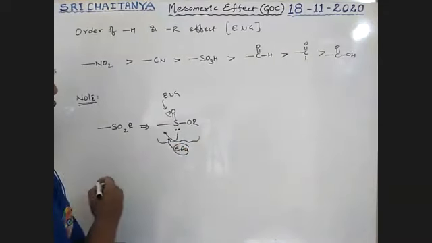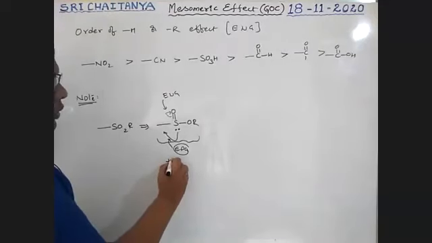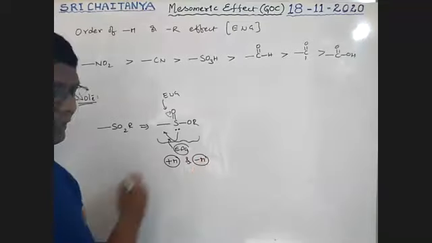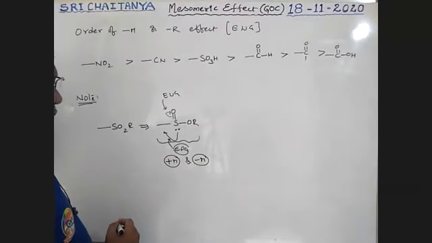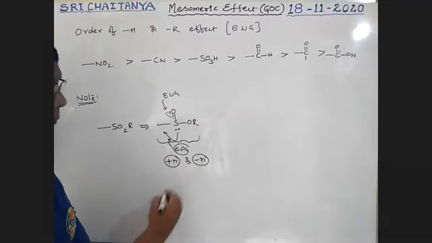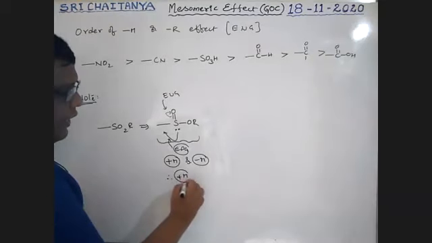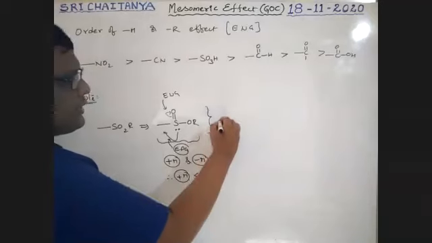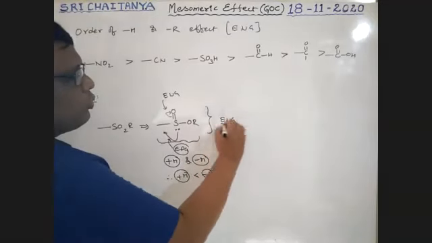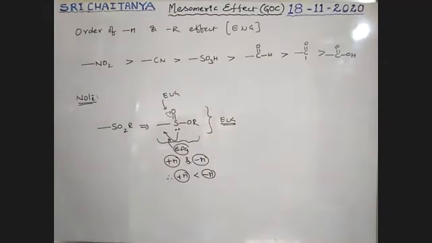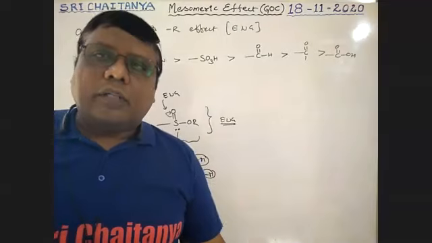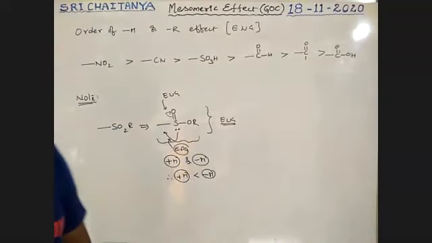Therefore, it has both plus M and minus M effect. But plus M effect is less than that of minus M effect. Overall, this is electron withdrawing group, boys. It is important. So, that means dominations are very, very important.